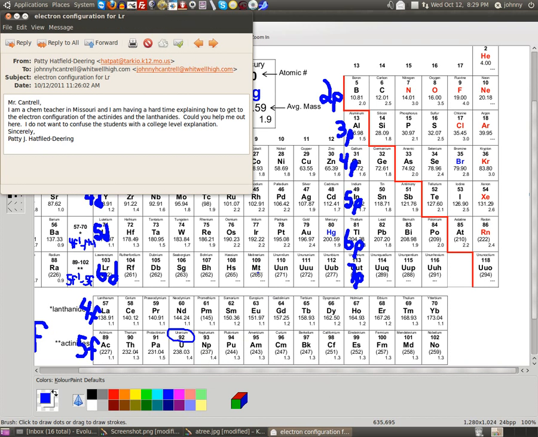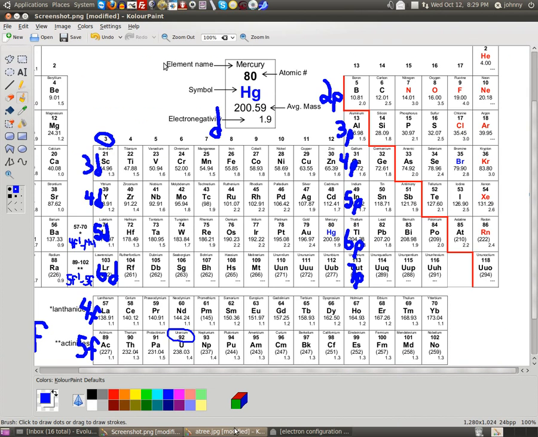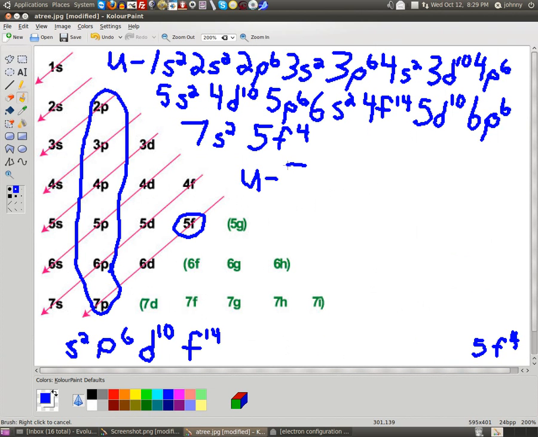So let's go back to the Aufbau tree, and in brackets write down your noble gas, which ours was Rn. Then close your bracket, and pick up from there: the 7s2, and then finally the 5f4. 5f4.